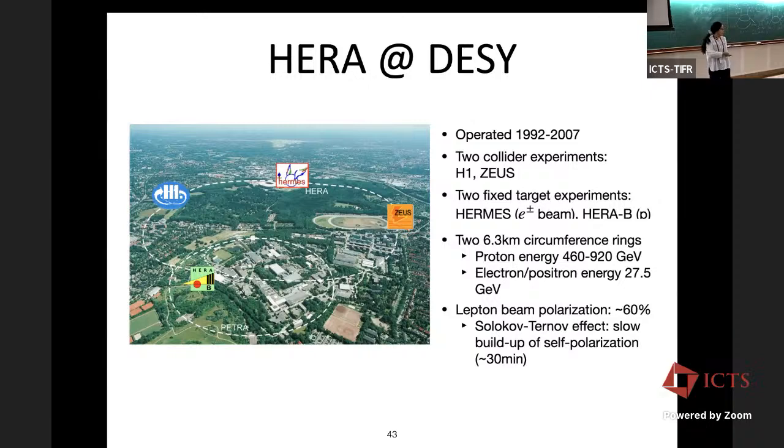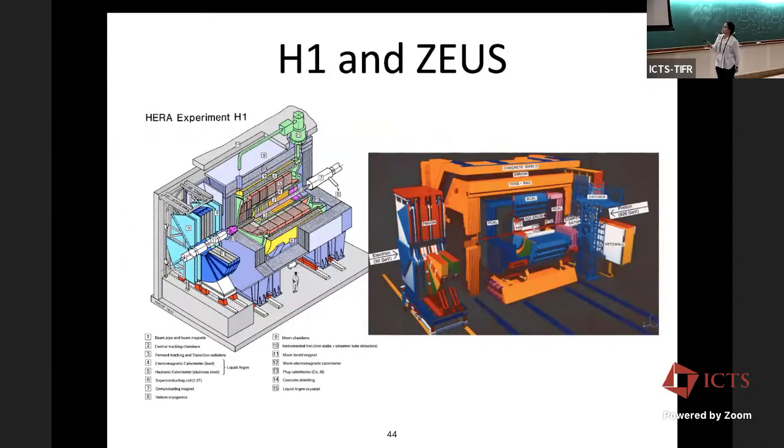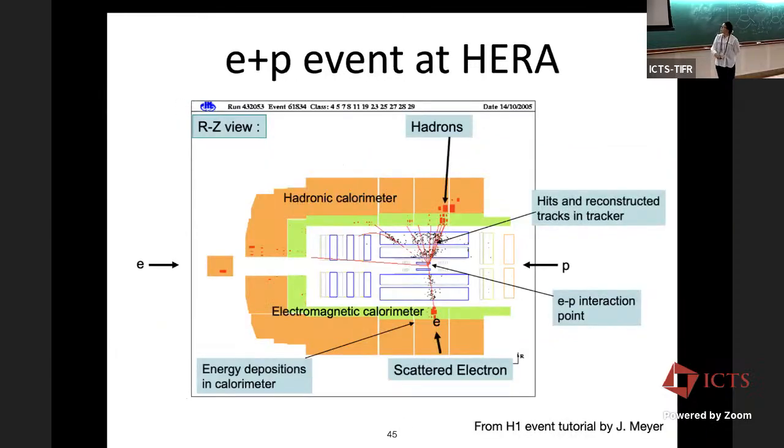And these collider experiments, H1 and ZEUS, this is the H1 detector. And again, you can see this onion structure detector. And then ZEUS, they look very similar, but there are some differences that make them very complementary and strengthen the program. So this is one example of how an EP event looks like in the event display of H1. So this is the detector here.